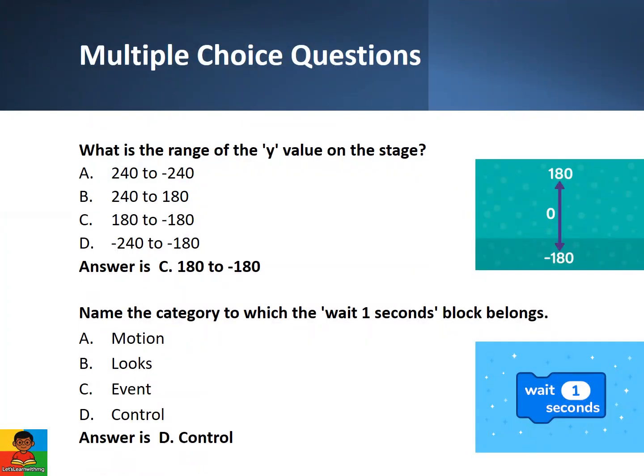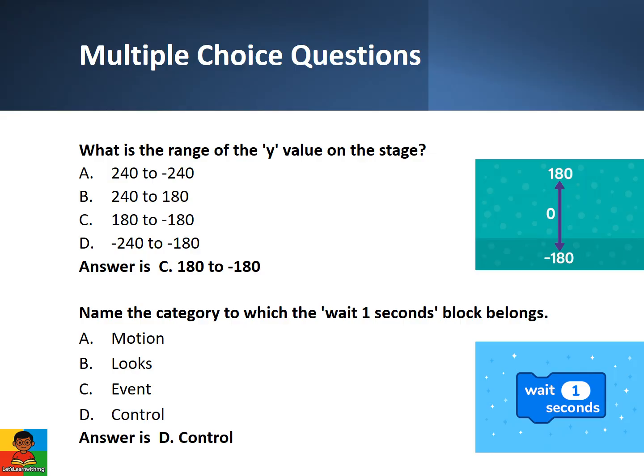Question: what is the range of the Y value on the stage? Options: A. 240 to minus 240, B. 240 to 180, C. 180 to minus 180, D. minus 240 to minus 180. The correct answer is C. 180 to minus 180. Next, name the category to which the wait 1 seconds block belongs.